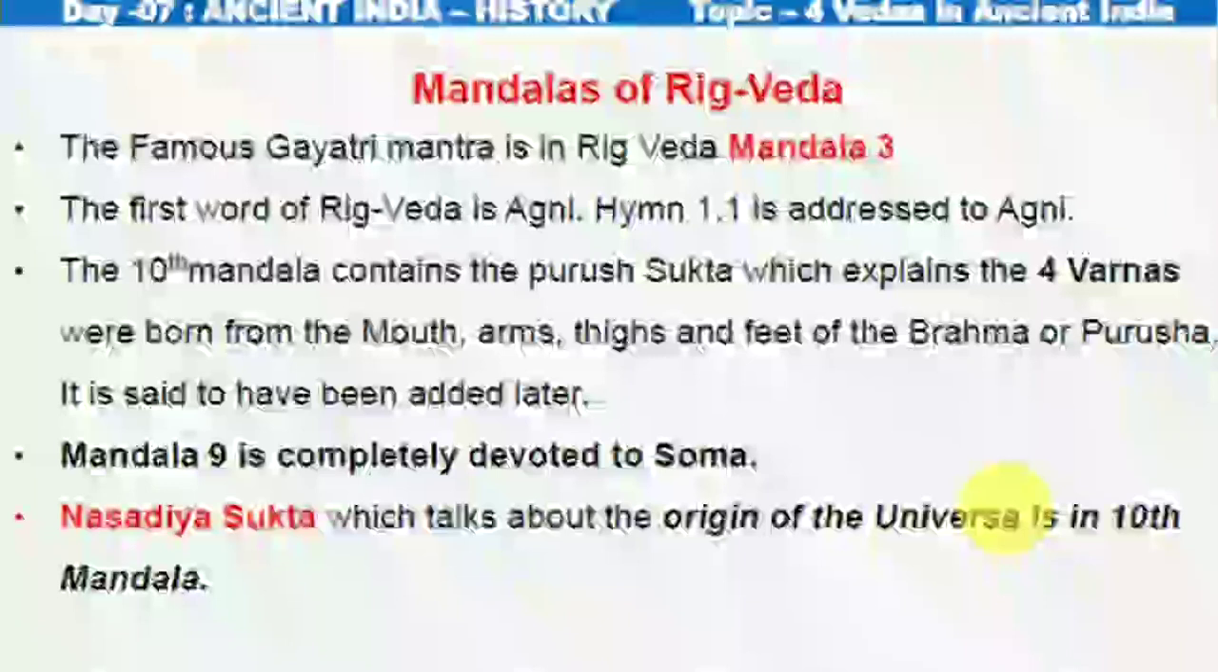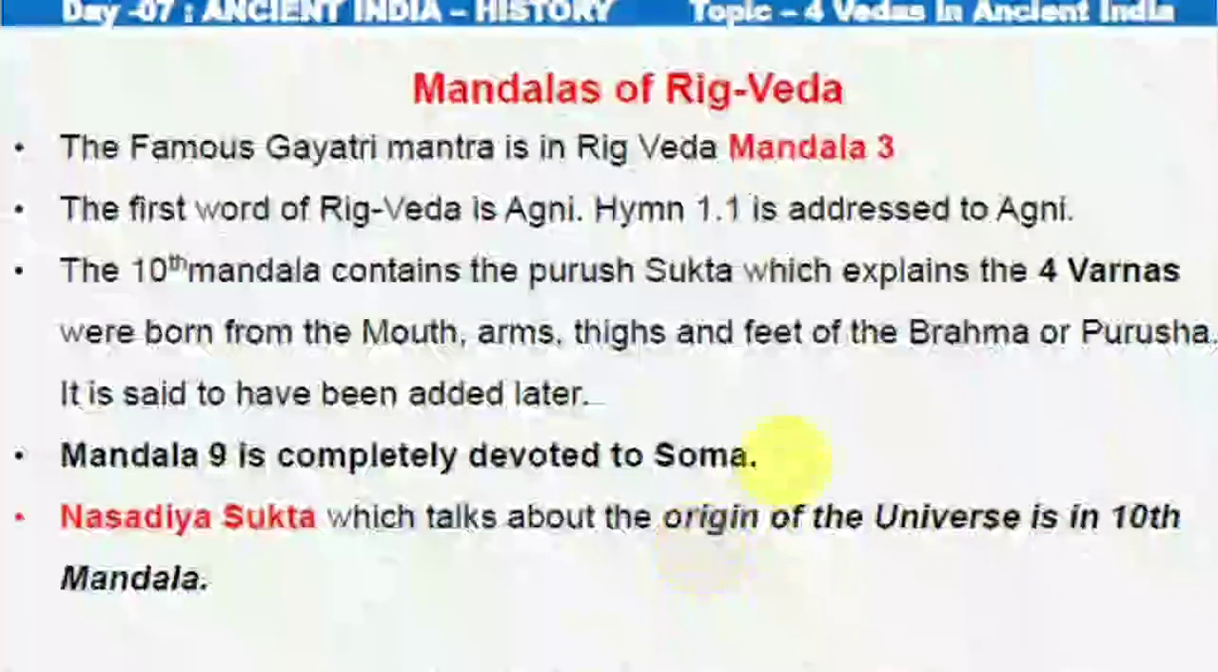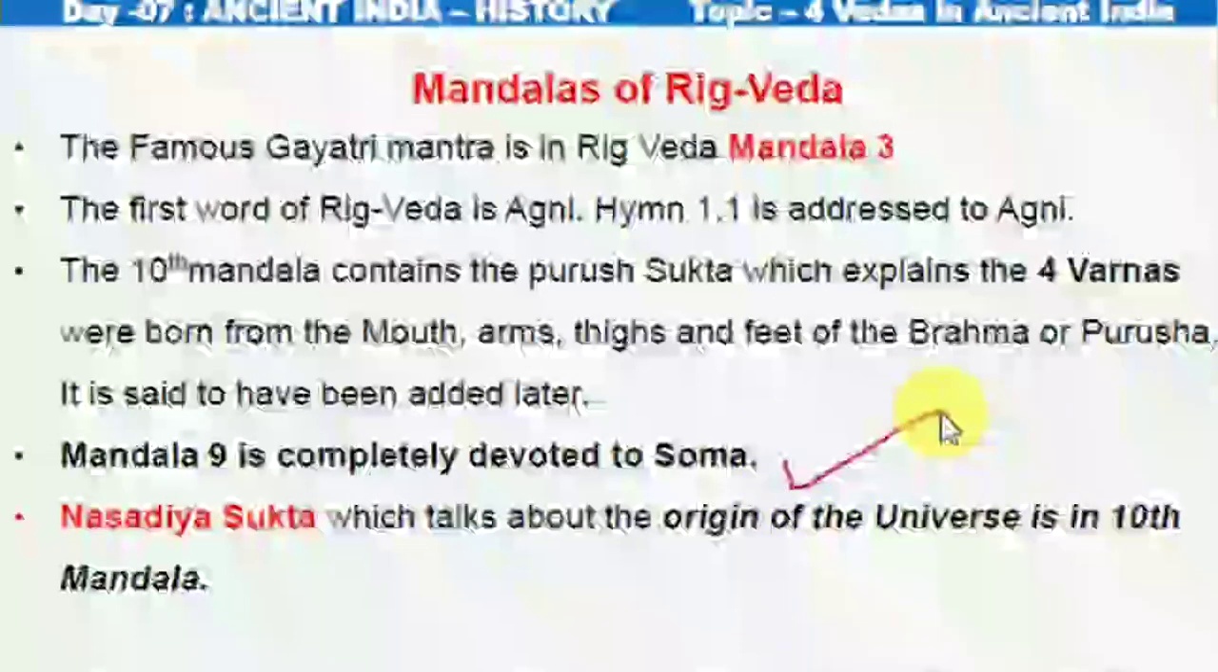The 10th mandala contains the Purusha Sukta, which explains the four Varnas that were born from the mouth, arms, thighs, and feet of the Brahma or Purusha. It is said to have been added later. Mandala 9 is completely devoted to Soma. This is a very important question and asked many times in the exam.